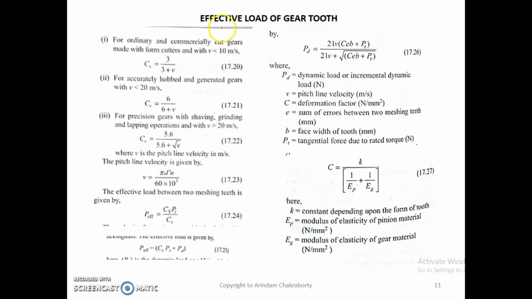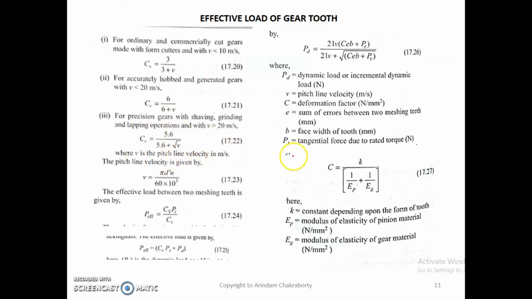Similarly, we find the velocity factor CV, which depends on the velocity. If the pitch line velocity is less than 10 meters per second, CV will be 3 by 3 plus V. If it is more than 10 and in between 20, it will be 6 by 6 plus V. And if it is more than 20, it will be 5.6 by 5.6 plus V.